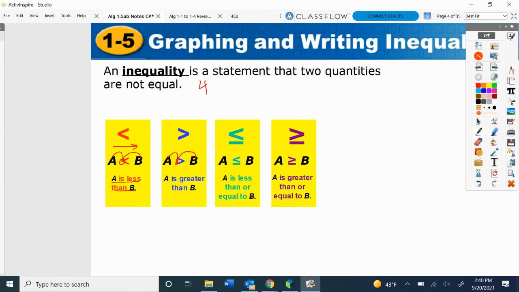This one here, A is less than or equal to B. This little part right there is half of an equal sign. That means it could equal B or it's less than B, one of the two. And this last one over here, A is greater than or equal to B. We got the bigger part with A, so A is greater, or it could be equal because we got half an equal sign. Those are the 4 that we're going to see as we solve some inequalities.